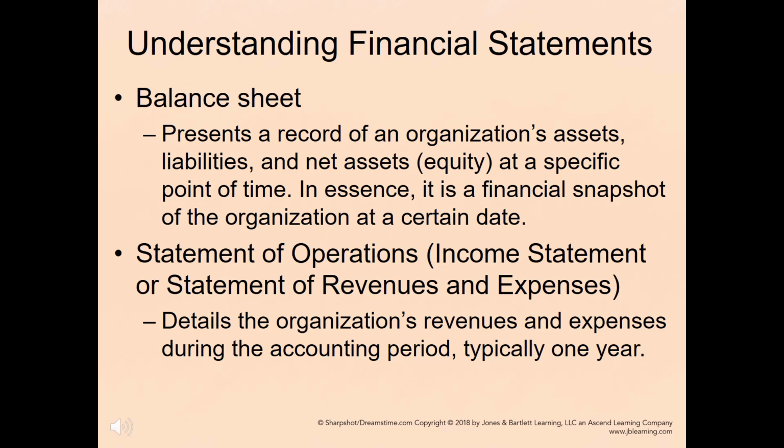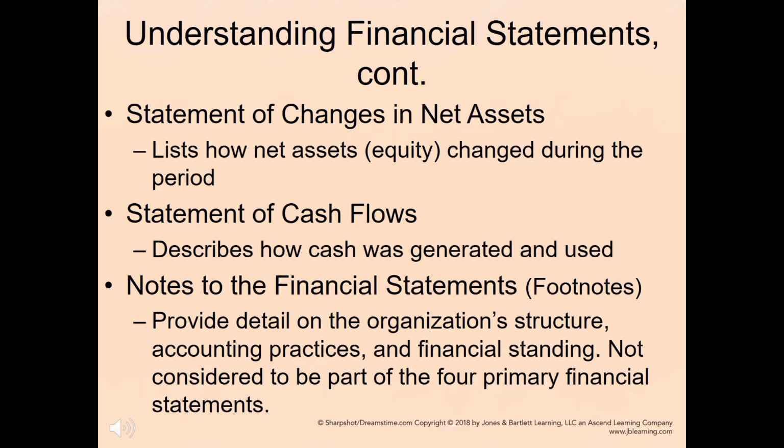The statement of operations, or income statement, or statement of revenues and expenses, details the organization's revenues and expenses during the accounting period, typically 1 year. Statement of changes in net assets lists how net assets or equity changed during the period. Statement of cash flows describes how cash was generated and used. Notes to the financial statements provide detail on the organization's structure, accounting practices, and financial standing. It is not considered to be part of the four primary financial statements.